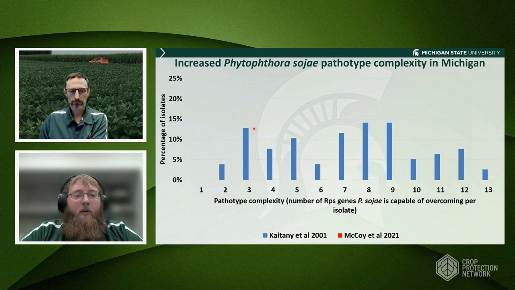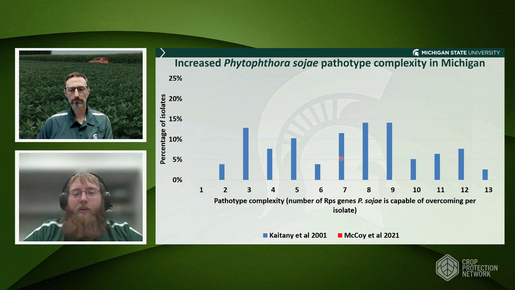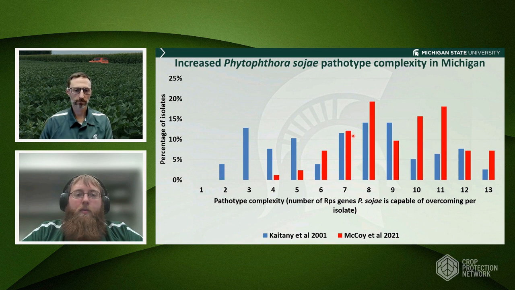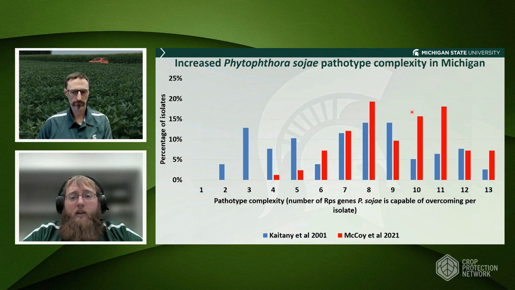You can see 20 years ago, we had a relatively even distribution of pathotypes. There were a couple of humps there. But on average, an isolate could cause disease on 7 RPS genes. When we went back and did this for our study 20 years later, we see that those pathotype complexities, or the number of RPS genes an isolate can overcome, have shifted to the right. And on average, isolates now are able to cause disease on 9 RPS genes. So that's 2 additional genes in 20 years on average.